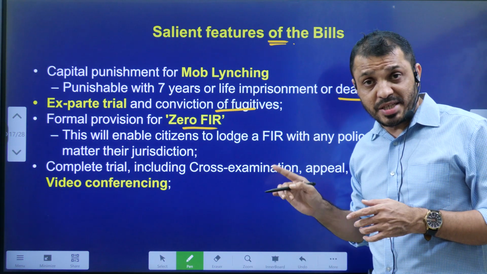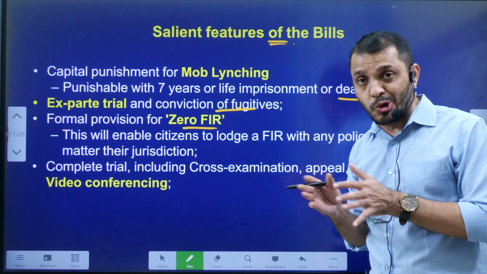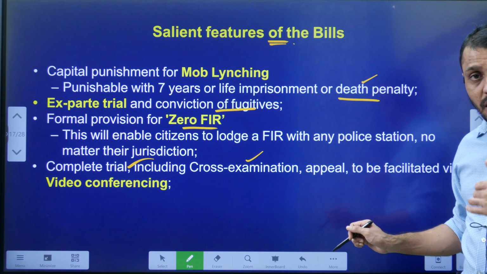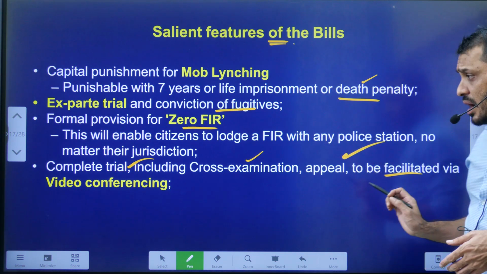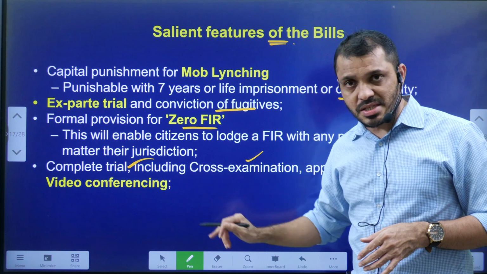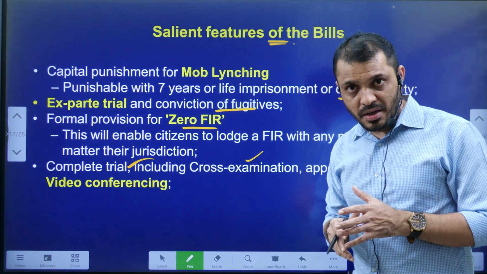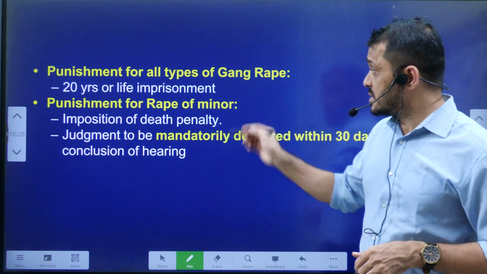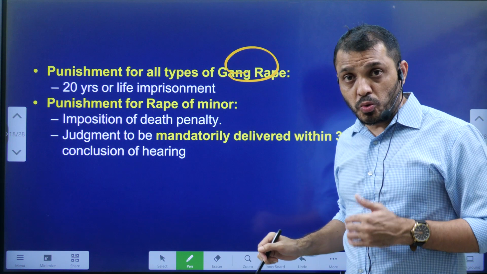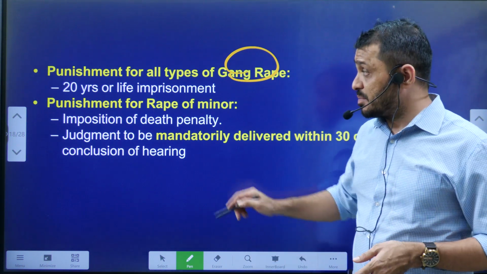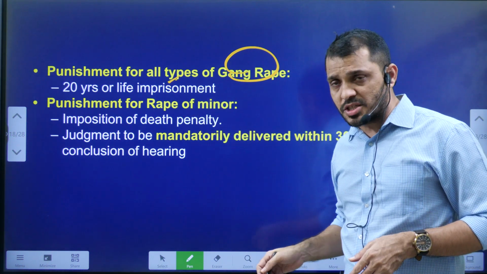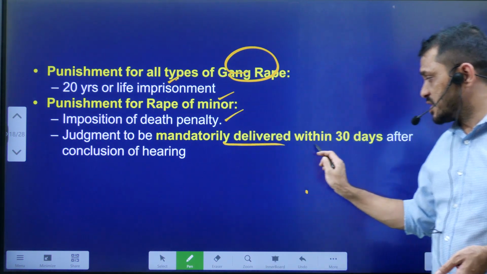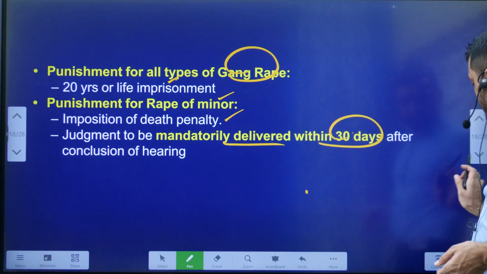And here, this new IPC, of course we should not call it IPC, but the new law, is going to contain provisions on how the trial, especially the police cross-examination, all these things must be by video conference, and video recording must be there. That means to reduce custodial death. Then if anyone is punished under gang rape, they'll be punished for 20 years or life imprisonment, or for minor rape it attracts the death penalty, and judgment must be delivered in 30 days.